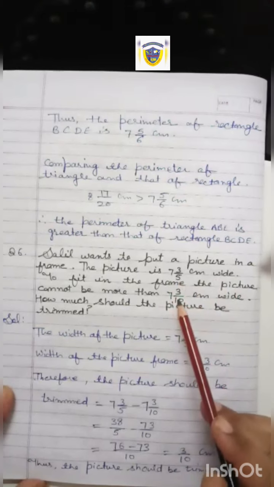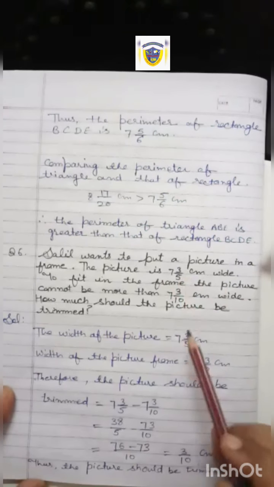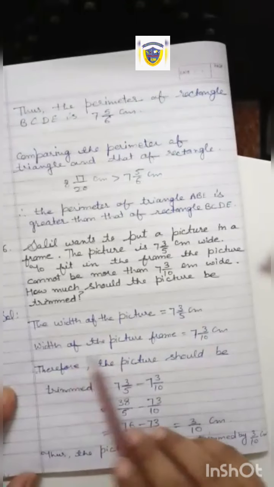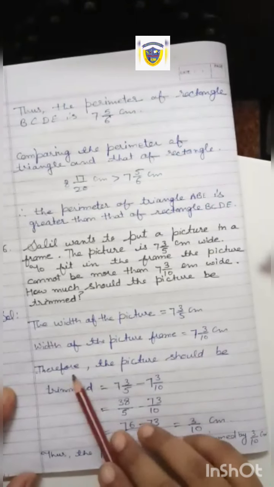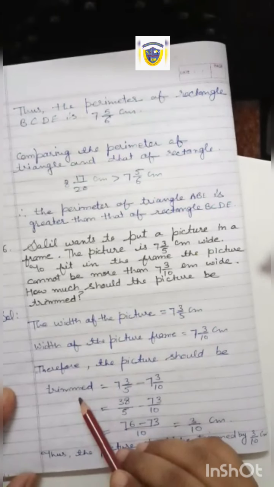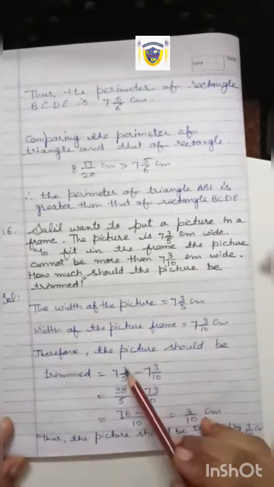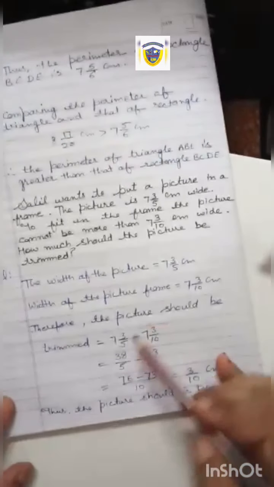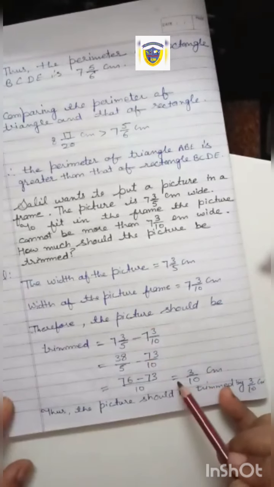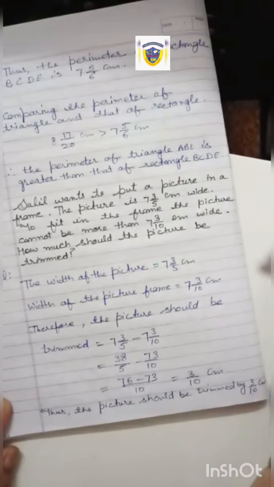So to fit the picture in the frame, I will subtract these both. The width of the picture is this and the width of the frame is this. The picture should be trimmed. How much picture can be trimmed so that it can be easily fitted in the frame? We will subtract these two. These two are mixed fractions, so we will convert them into improper fractions and then solve. Simple, 3 by 10 is the answer. It's very easy and interesting. I hope you all got it.